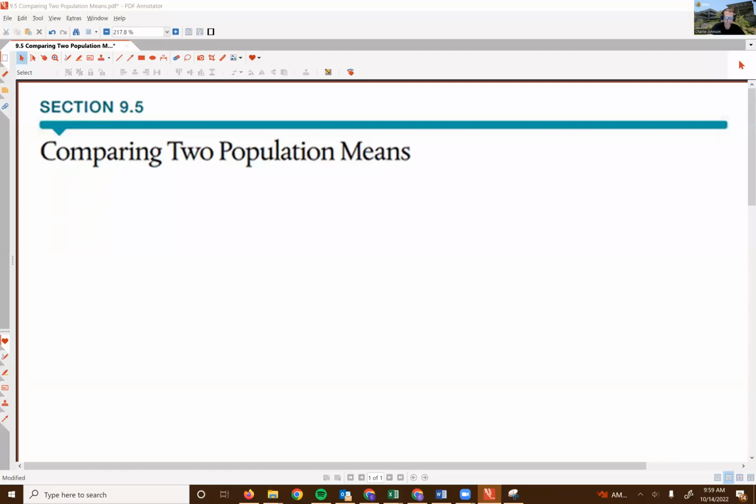Hello, statistics students. Here's a video on comparing two population means. We've seen how to compare two population proportions, and now we'll do it for means.